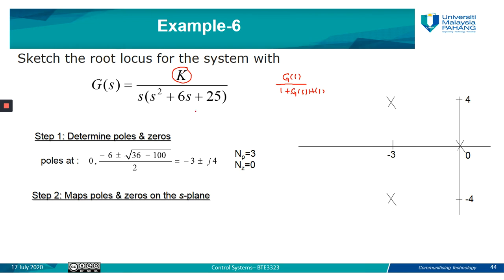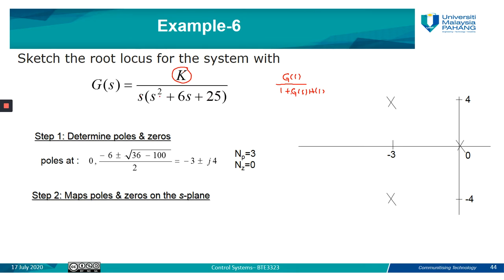So for this open loop transfer function, the first thing we need to know is how many poles and how many zeros we have. The number of poles or zeros depends on the highest order of s, the power of s. As we can see here we have one s, and inside we have s square. That means if we open this one, we will have s cubed. So we have 3 poles. If we have s square, we have 2 poles. If we have s, we have only 1 pole. So we have 1 pole at the origin here, and we have 2 other poles from this polynomial, s square plus 6s plus 25.